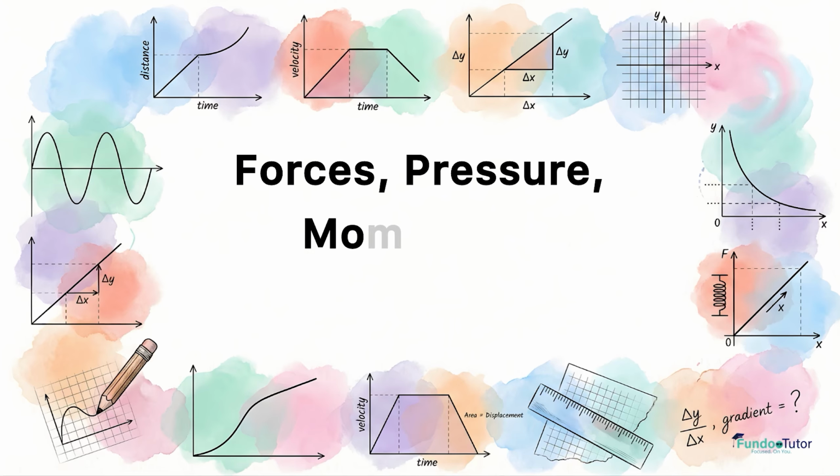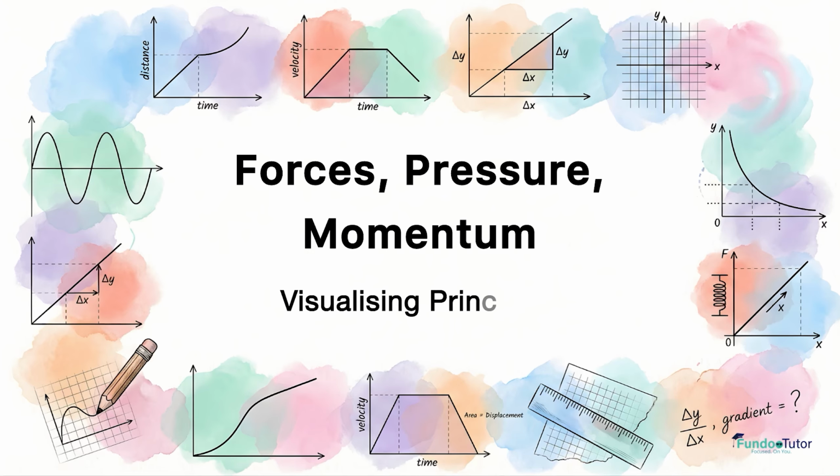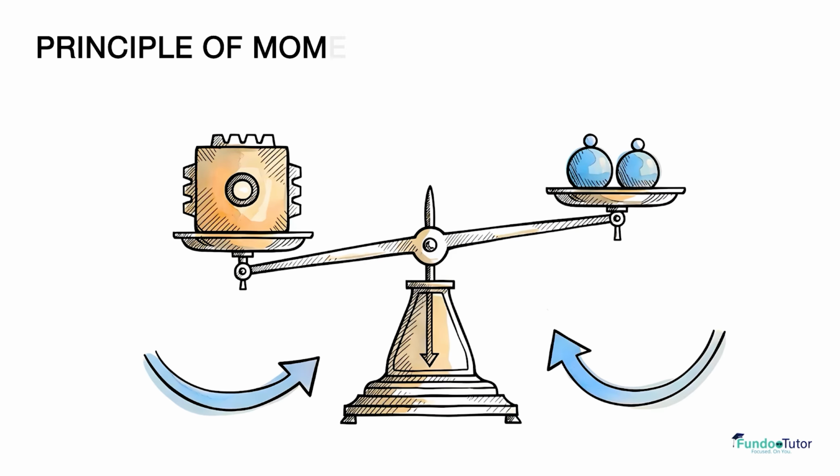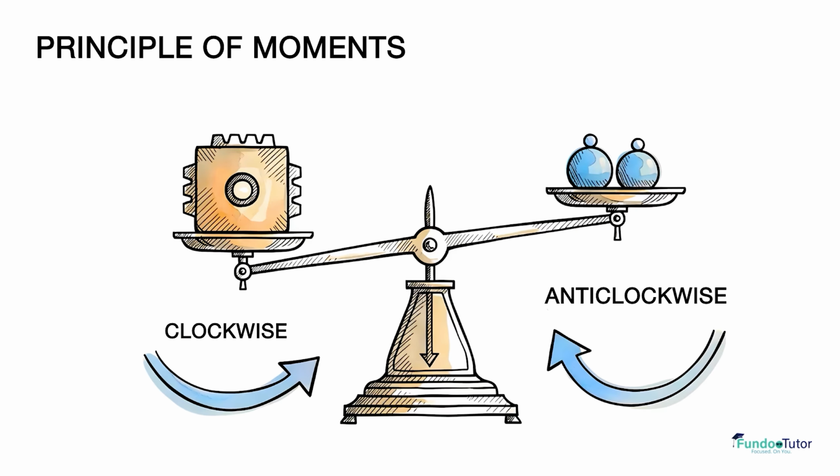Okay, moving on. Section 2, forces, pressure, and momentum. Let's see how we can visualize these really important principles. This one's all about balance. Think of a seesaw. A moment is just a fancy word for a turning force. For that seesaw to stay perfectly level and not tip over, the total clockwise moment has to be exactly equal to the total anti-clockwise moment. They have to cancel each other out completely. Simple as that. Clockwise equals anti-clockwise.